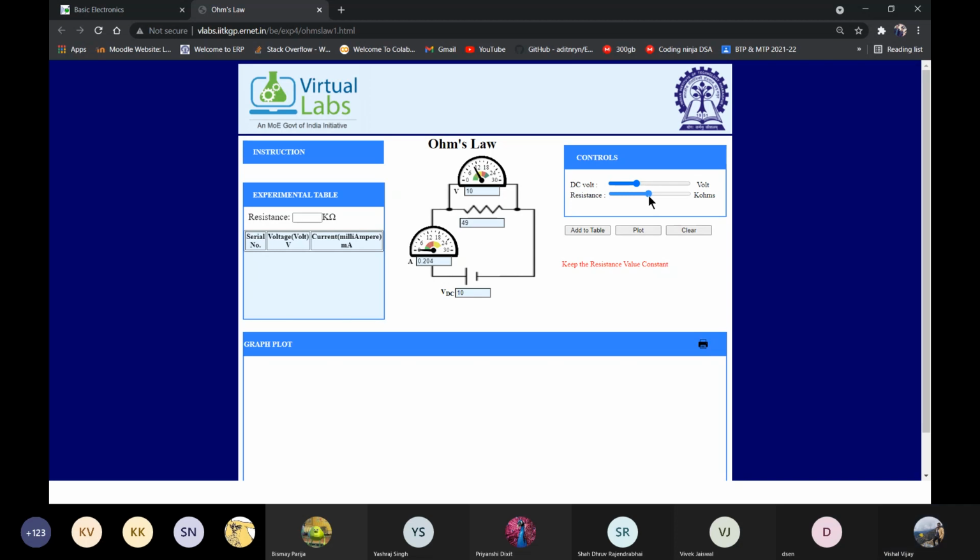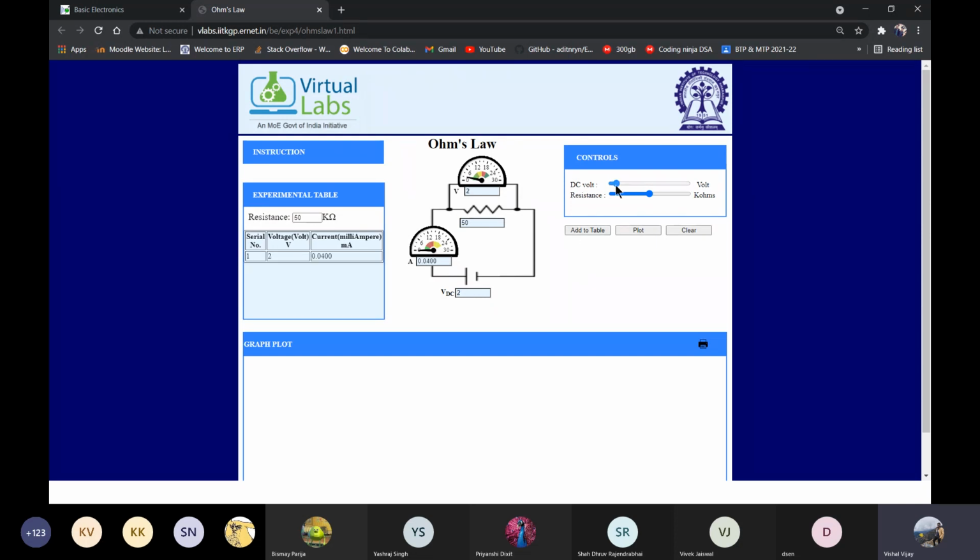All right. So you can see the current is like 0.196. If I set it to 50, you can see it is 0.20. That is, 10 by 50 is 0.20. All right. So now V is equal to IR. That is confirmed because of the multiplication. And let us fix the resistance and vary the voltage. That's what you have to do in the experiment.